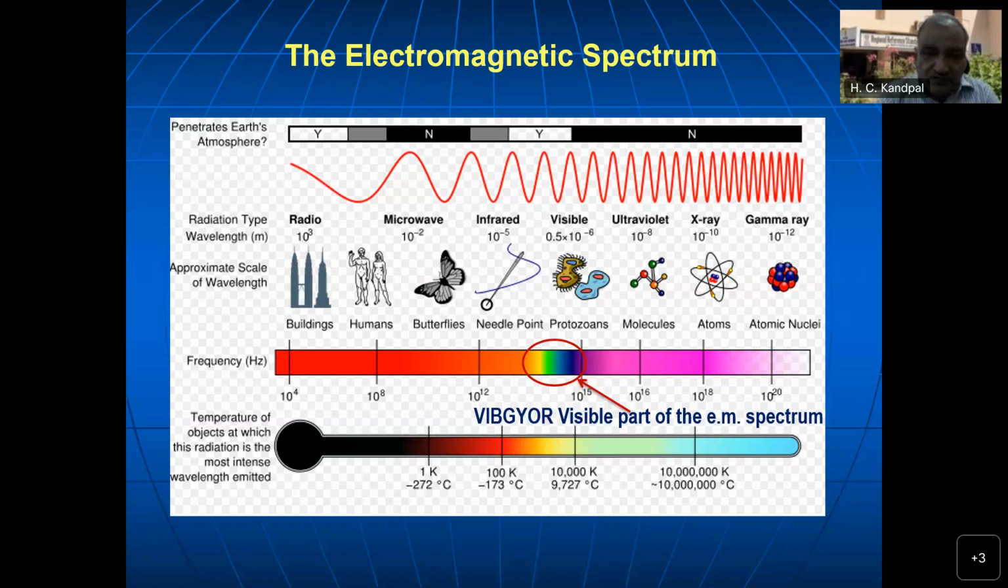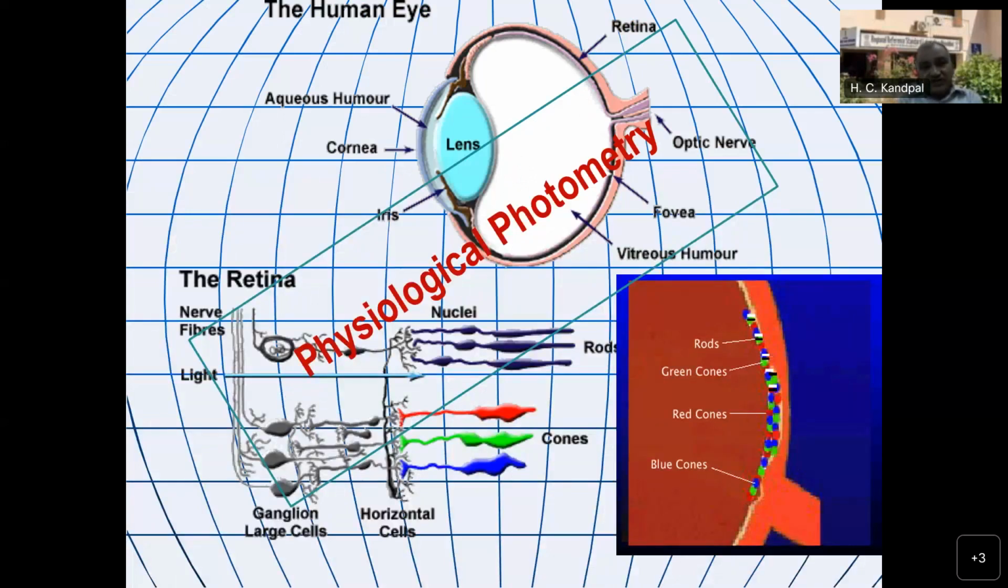When we talk of photometry, I now come to physiological photometry, and then I will come to physical photometry. In the beginning of this talk, I told you why it is called physiological photometry, and why it was introduced in physics: light is a form of energy, and energy can be expressed in terms of electrical parameters. Therefore, this was introduced in physics. So now we will come to physiological photometry.